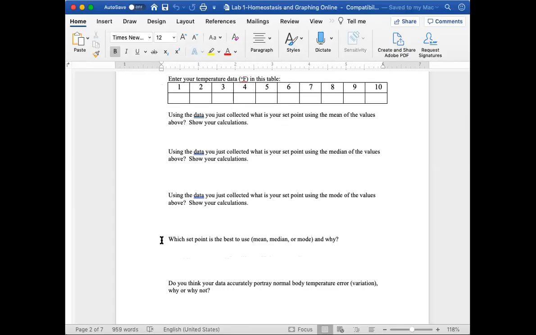I tell students this really depends on your data. So if your values for body temperature are all over the place and there's not one value that your body keeps coming back to, then it would be the mean. If there's a value that you see that your body keeps coming back to, or is a recurring value or the most frequent value, then your set point is your mode. And so really it's going to be between your mean or your mode, depending on what your data look like. We don't use the one in the middle because that is kind of arbitrary.